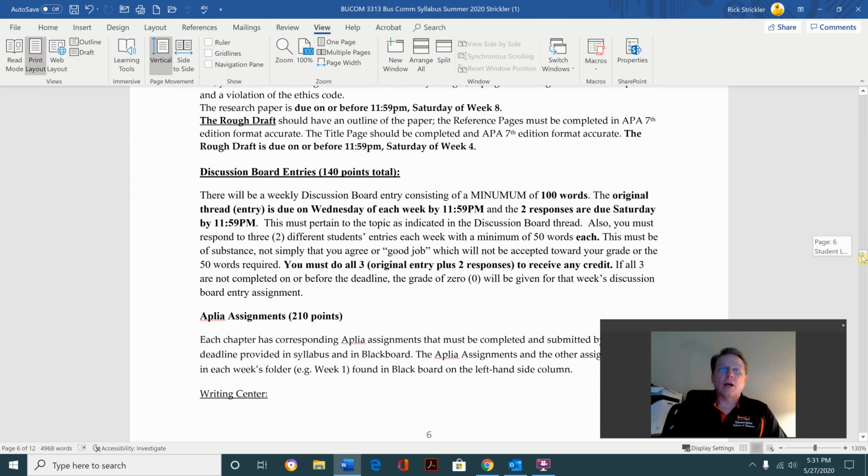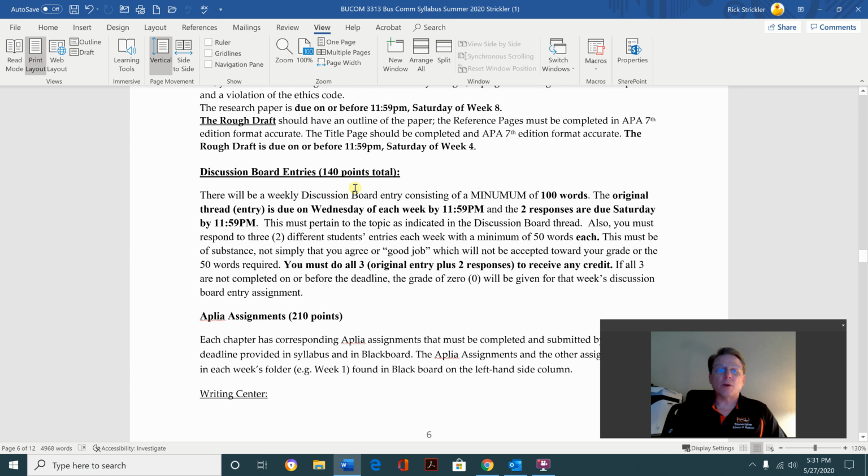Okay. The rough draft should have an outline of the paper. Reference pages must be completed in APA 7th edition format. The title page, so I should have at least 10 references in your rough draft, and they should be on the reference page, and they should be completed in APA 7th edition format. Rough draft is due on or before 11:59, Saturday of week 4, which I believe is the last Saturday of June. Okay.